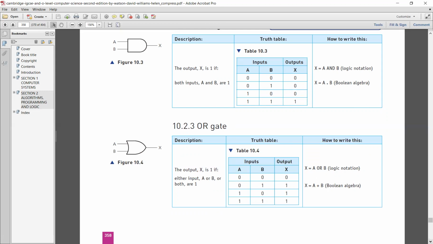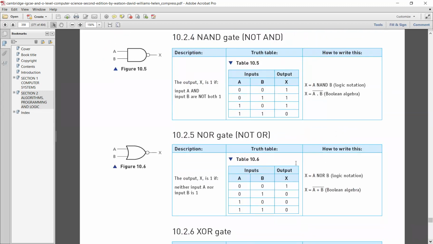Moving on to the fourth gate, that is my NAND gate, which is actually the NOT plus AND gate. As you can see, the small circle after the AND gate is going to make it the NAND gate. The description is: the output X is 1 if inputs A and B are not both 1. So 0 NAND 0 is a 1, 0 NAND 1 is a 1, 1 NAND 0 is a 1, and 1 NAND 1 is going to give you the value of 0. Or in other words, if you are facing a problem in learning it, you're going to reverse the AND gate and you will get the NAND gate. It's written as x equals A NAND B in logic notation. And in Boolean algebra it's written as x equals A dot B with a bar. This bar is denoting the NOTing process, or the reversing or inverting process.